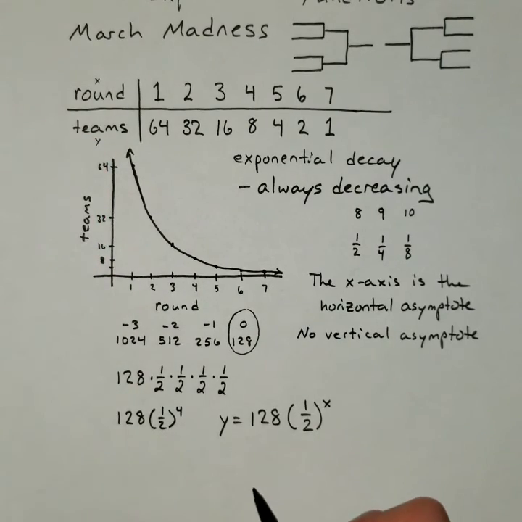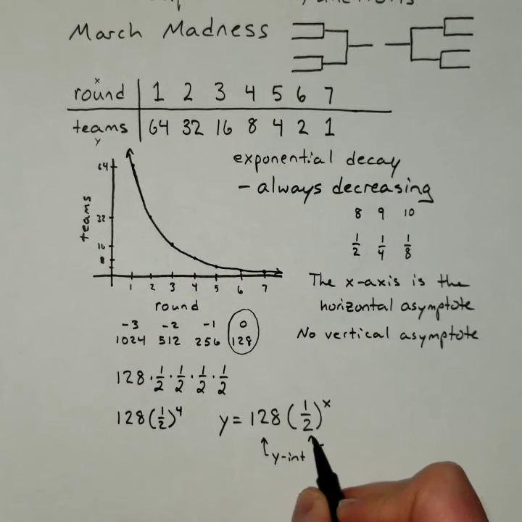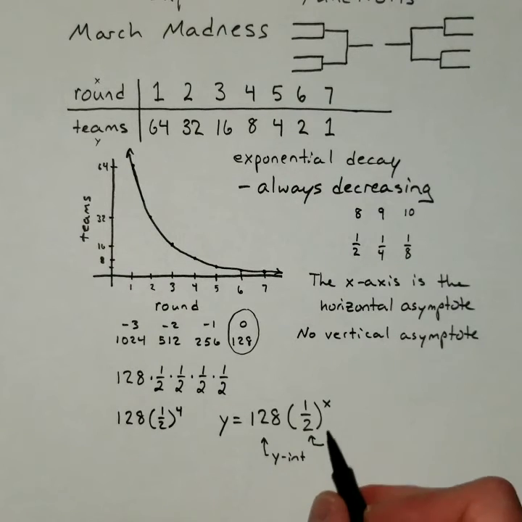And this will give us a formula for calculating the number of teams at any round number, which is kind of interesting. And in this formula, there are two very important numbers, obviously the 128, which is the y-intercept, and the 1/2, which I would call the rate. Okay, I'm being a little bit inaccurate in doing this, but I'm giving you the right ideas.